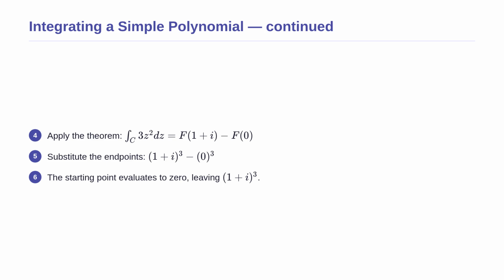Continuing with our problem, we apply our fundamental theorem of calculus for complex integrals. We take our antiderivative function, z cubed, and prepare to evaluate it at the final destination point, 1 plus i. We then subtract its value at the starting point, 0. Substituting the actual complex numbers into our formula makes our lives very easy because the starting point simply evaluates to 0. This means we only need to calculate the cube of the complex number 1 plus i. The problem has now been reduced to just basic complex multiplication.